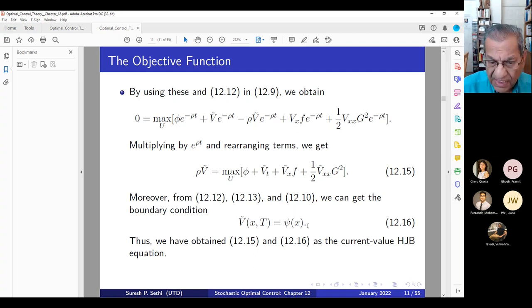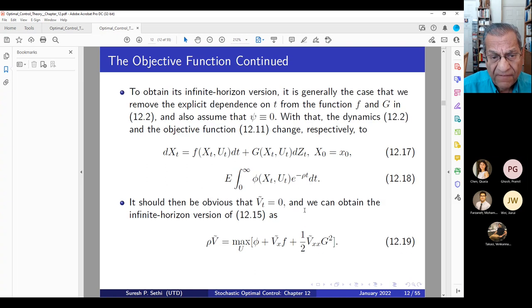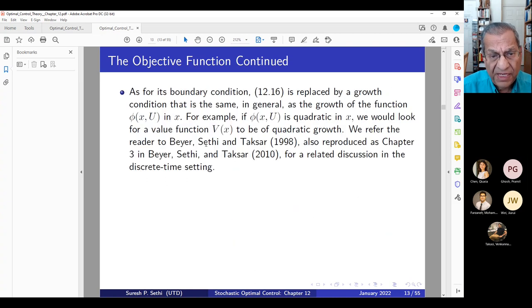Okay. And because we don't have this anymore, we need some condition. What we need is a condition on the growth of this value function. Generally speaking, the growth is of the same form as the objective function. So if phi is quadratic, then we assume Vx to be of quadratic growth. That means its growth is x squared. But for more complicated problems, you have to go to some references to see what growth conditions are suitable.